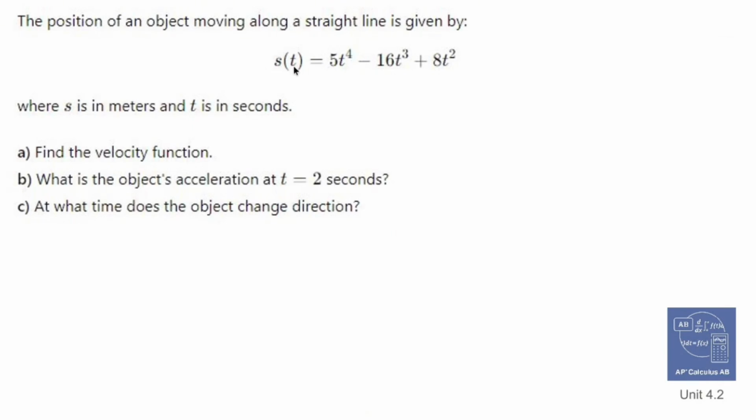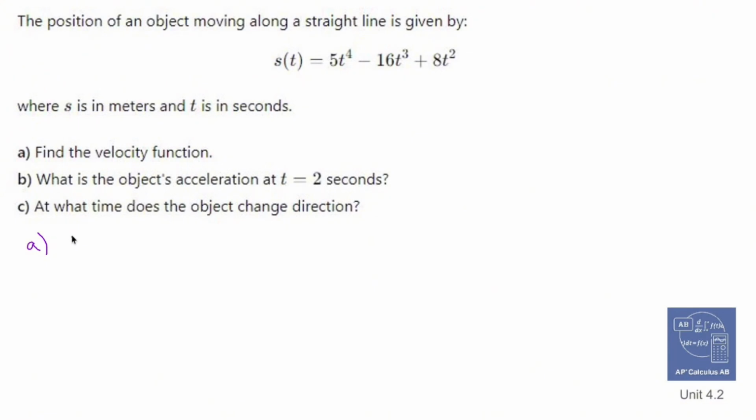The position of an object moving along a straight line is given to you by the function s of t equals 5t to the fourth minus 16t cubed plus 8t squared, where s is measured in meters and t is in seconds. Find the velocity function. Well, the velocity function involves me just taking the derivative of the position function, and that's it. Not plugging in anything, that's it.